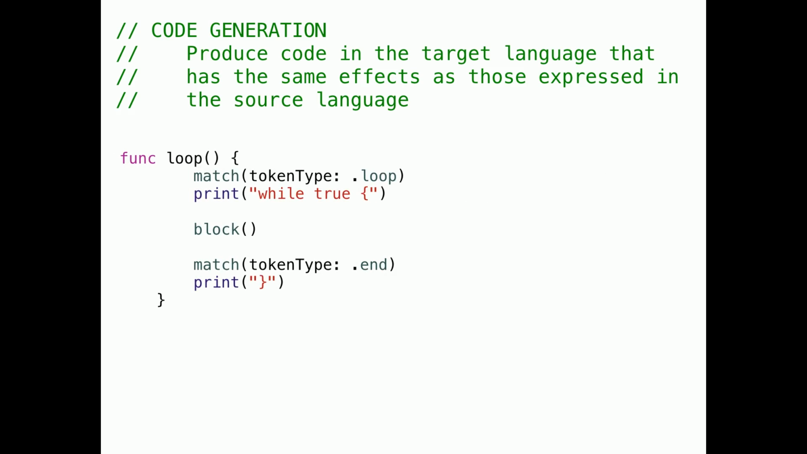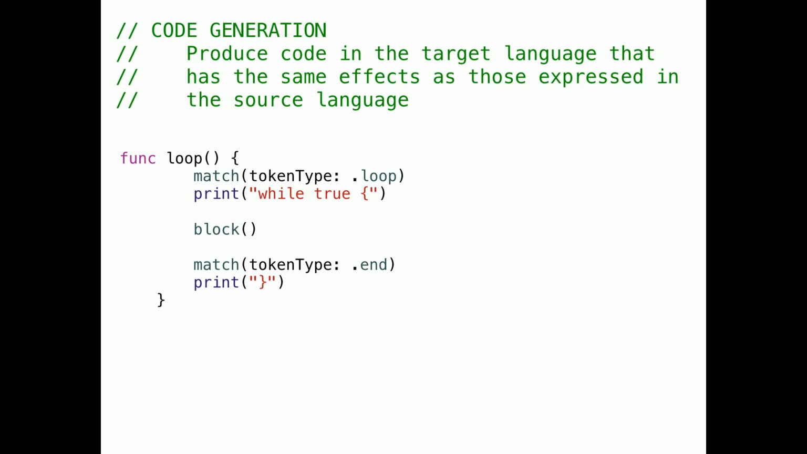And when a developer puts the loop keyword in a Bitsy program, they're saying, I want the next block of code to be repeated indefinitely. So we think to ourselves, how would we express in Swift a block of code to be repeated indefinitely? Well, you could use a while true loop. And so when we match a loop token, we're literally just going to print out while true open curly brace.